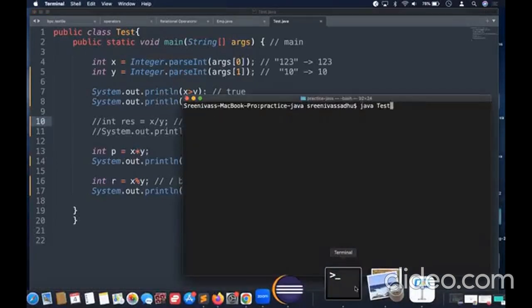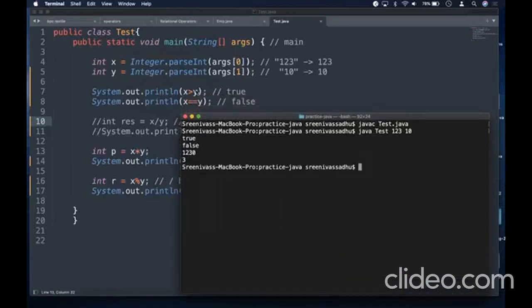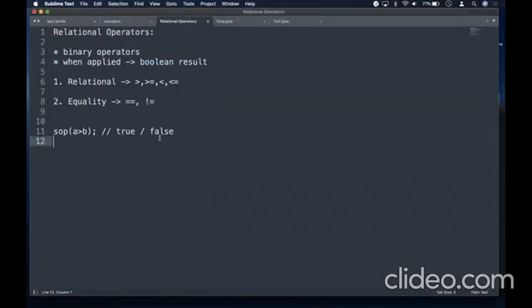Let me compile this because I have changed it, and when I run with 123 and 10, I'm getting x greater than y, yes, true, 123 is greater than 10. Then x equal to y, no, that is false. And here x into y is 1230 and x mod y is 3 because the y value is not 0, so there is no crash. This is an example of relational operators. There is nothing much to discuss about them. Whenever they are applied, they give you a Boolean result.